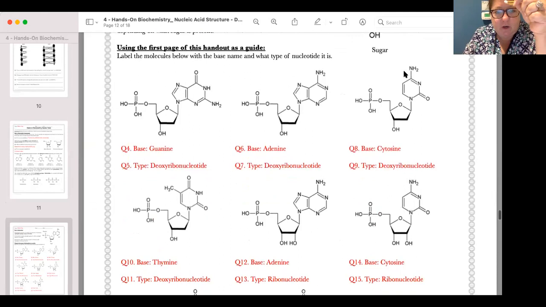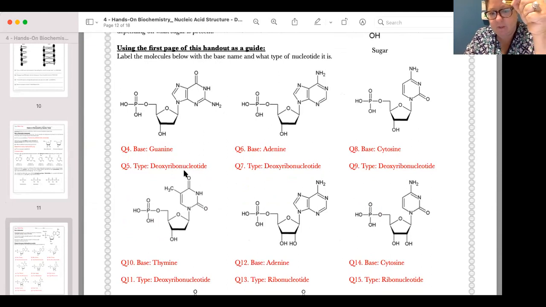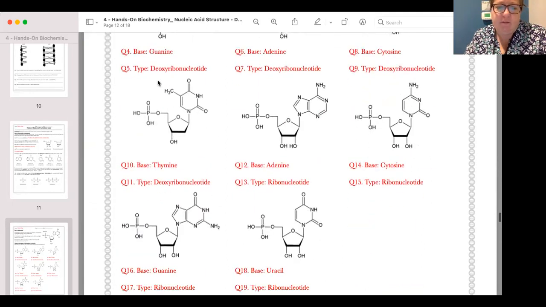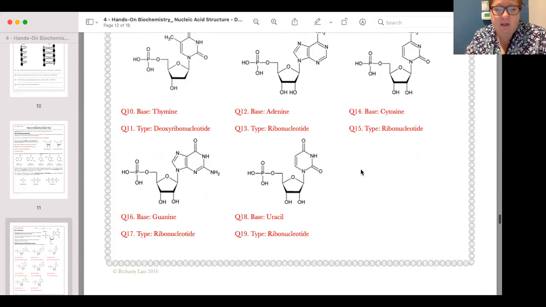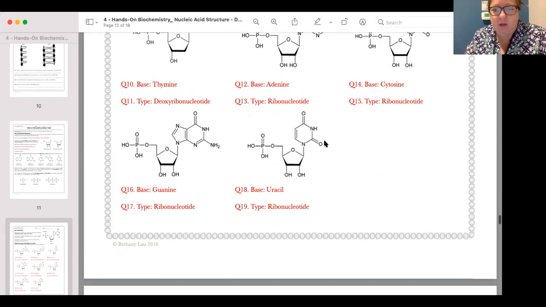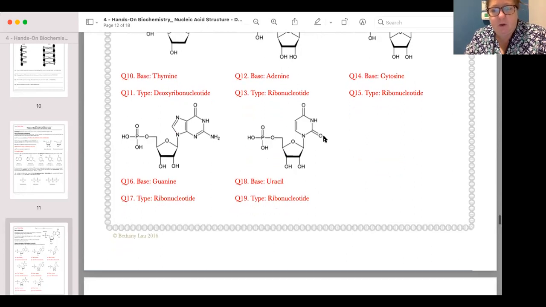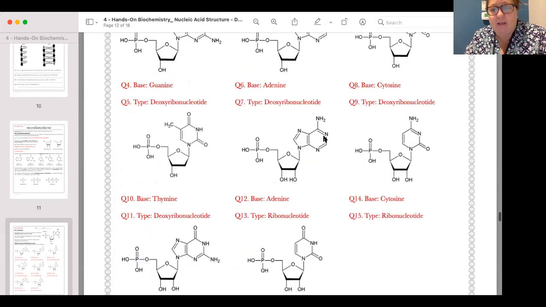Let's see. So in this one, there's guanine, and so this is a deoxyribonucleotide. In this one, there's adenine. It is also a deoxyribonucleotide. This one right here is cytosine. And then you have thymine, adenine, cytosine, guanine, and uracil. Okay? And that's how they differ.